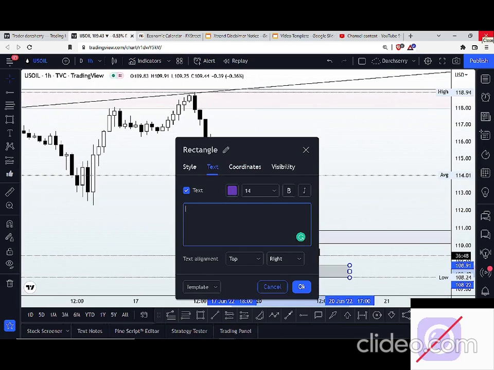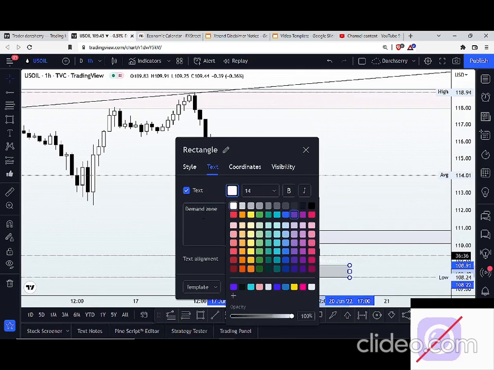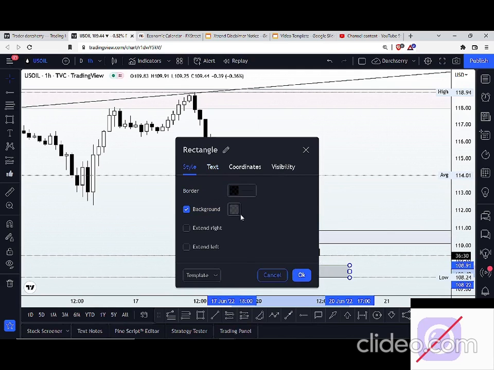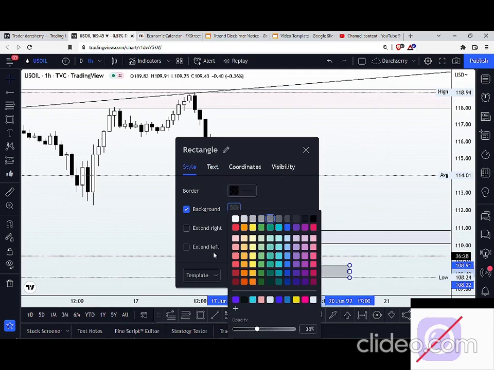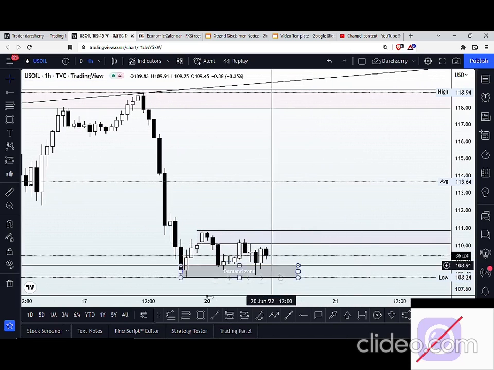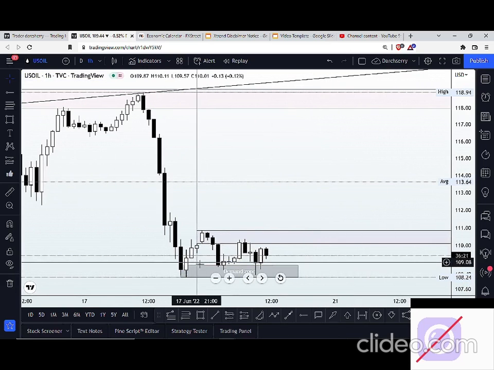As we can see, as soon as price tested $108, we saw multiple rejections by the buyers from this area. Because of that, we will be naming this area our demand zone. So let's add this within here. So we have our demand zone sitting around $108.